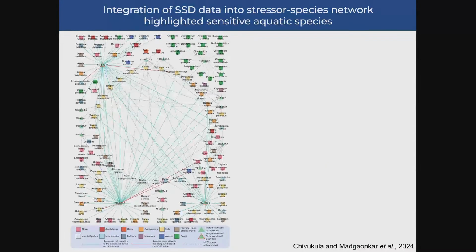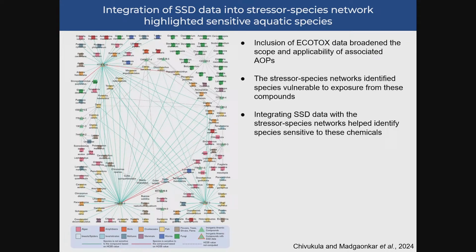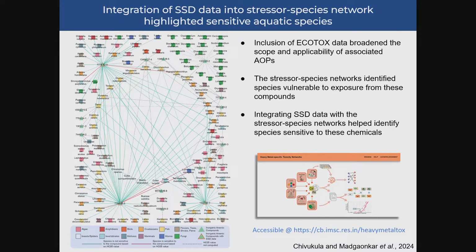Further, the data from SSGs can be included in the toxicity stressor species network in order to give us more insight into which species are highly sensitive to which chemicals, and these links are highlighted in red here. Further, the results obtained from this study are available on this website, which is freely accessible.